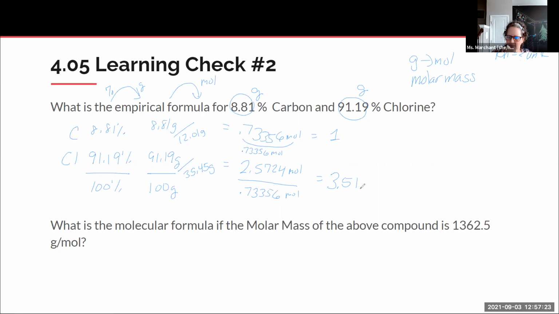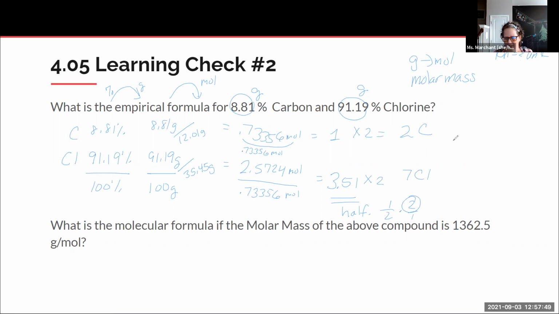So now we're getting really close. However, we don't want to have halves in our relationship. So I want to get rid of that half. To get rid of a half, you multiply by its reciprocal. So I want to multiply by 2. And again, what I do to one thing, I do to something else. So I end up with 2 carbons at the end and 7 chlorines at the end.